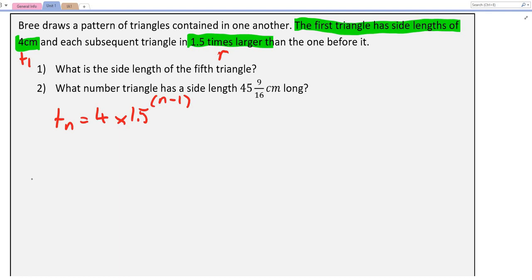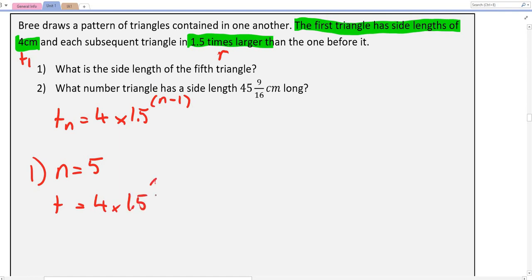So for question 1, guys, we're just finding when n equals 5. So we have Tn equals 4 times 1.5 to the 5 minus 1. Is there anything special we need to do, or can we just chuck that straight in? Chuck it in.